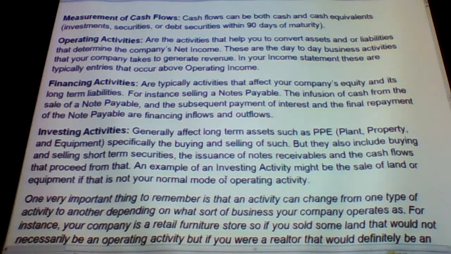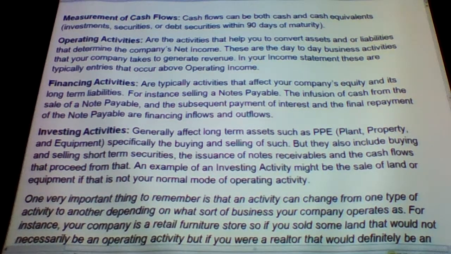Measurement of cash flows. Cash flows can be both cash and cash equivalents, investment securities or debt securities typically within 90 days of maturity. Operating activities are the activities that help you convert assets or liabilities that determine the company's net income. These are the day-to-day business activities that your company takes to generate revenue. In your income statement, these are typically entries that occur above operating income. You'll see what I'm talking about in a minute when we talk about the statement itself in more detail.